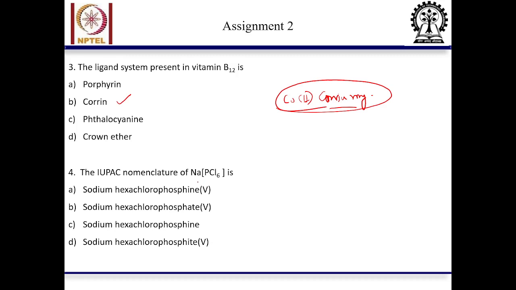So this is the coordination compound with an anionic coordination sphere. For the element we have to use the -ate ending. First we will write sodium, then whatever the ligand is, this is chlorine. We have 6 chlorines, so we will write hexachloro. Then this is phosphorus, which we have to write as phosphate, and this is 6 minus 1, so 5 is the valency.